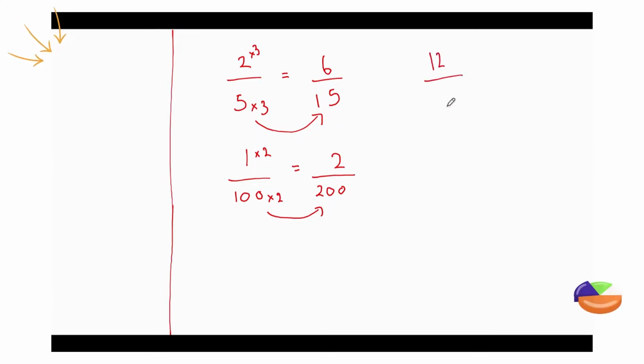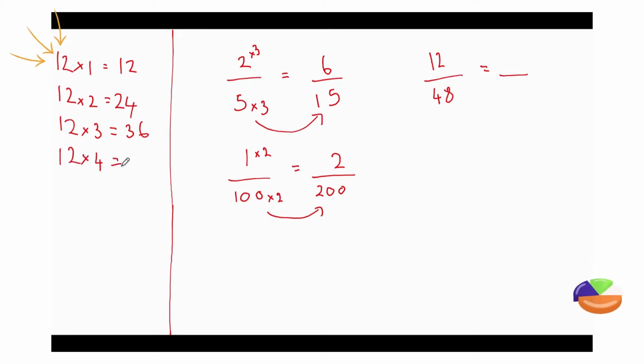Now, what about something like 12 over, let's think, 12 over 48. Okay, if we're not sure, I might need to do my 12 times table. So 12 times 1 equals 12. 12 times 2 equals 24. 12 times 3 equals 36. I hope you're doing this with me. And then 12 times 4 equals 48. Aha, we can stop here.